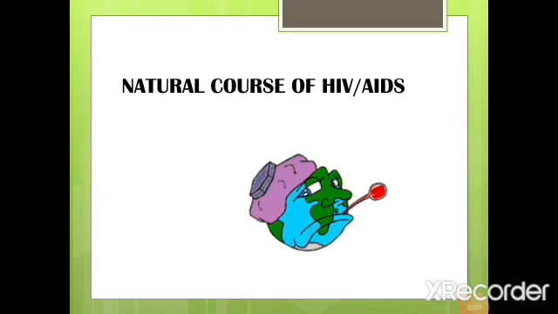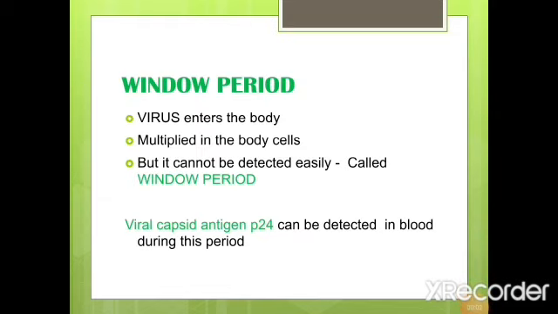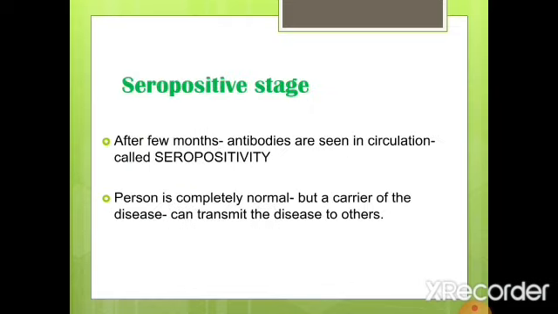Natural course of the disease. The virus enters the body and multiplies in the body cells, but it cannot be detected easily. This period is called the window period. But the viral capsid antigen P24 can be detected in blood during this window period. After a few months, antibodies are seen in circulation. This is called seropositivity. During this period, the person is completely normal. However, the person is a carrier of the disease and can transmit the disease to others. This is known as the seropositive stage.